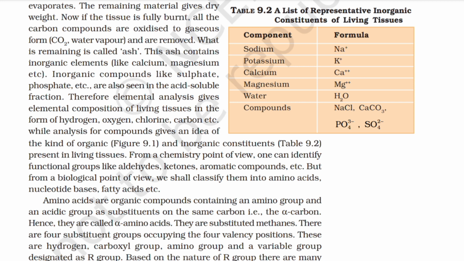Therefore, elemental analysis gives the elemental composition of living tissues in the form of hydrogen, oxygen, chlorine, carbon, etc., while analysis for compounds gives an idea of the kind of organic (Figure 9.1) and inorganic constituents (Table 9.2) present in the living tissues.